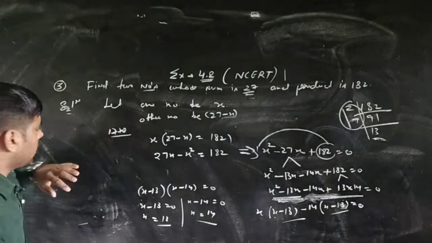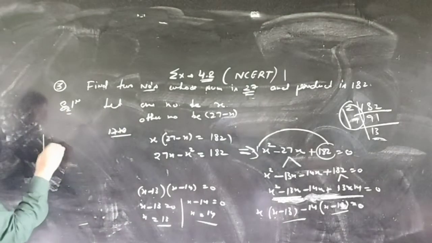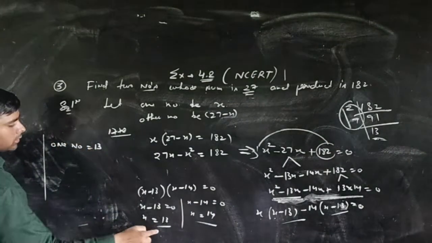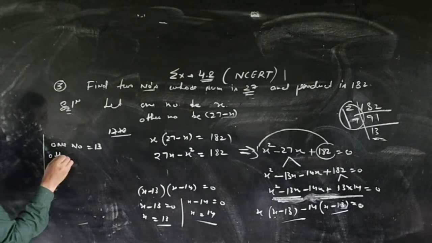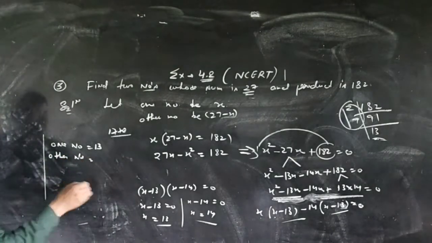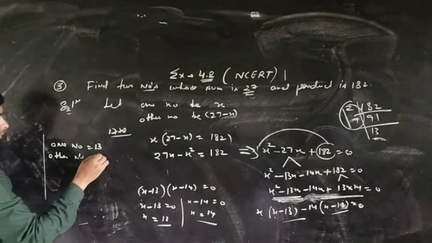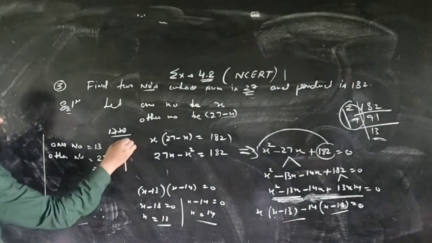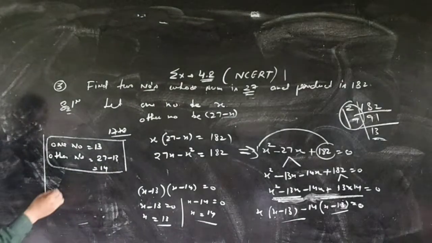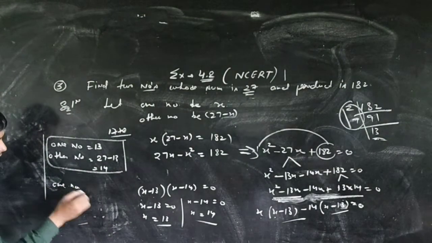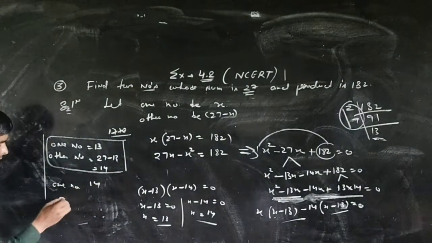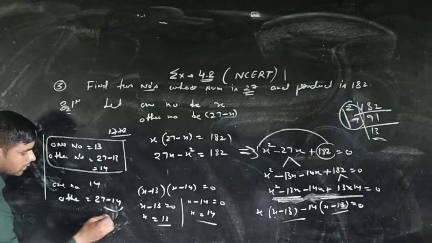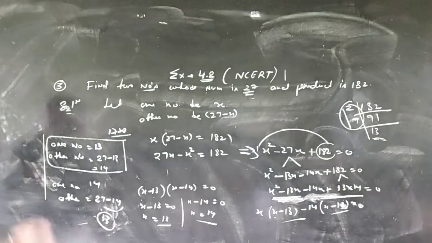If one number is 13, then the other number will be 27 minus x, 27 minus 13, which is 14. This is the answer. Or you can write: if one number is 14, then the other will be 27 minus 14, which is 13. This is the answer.